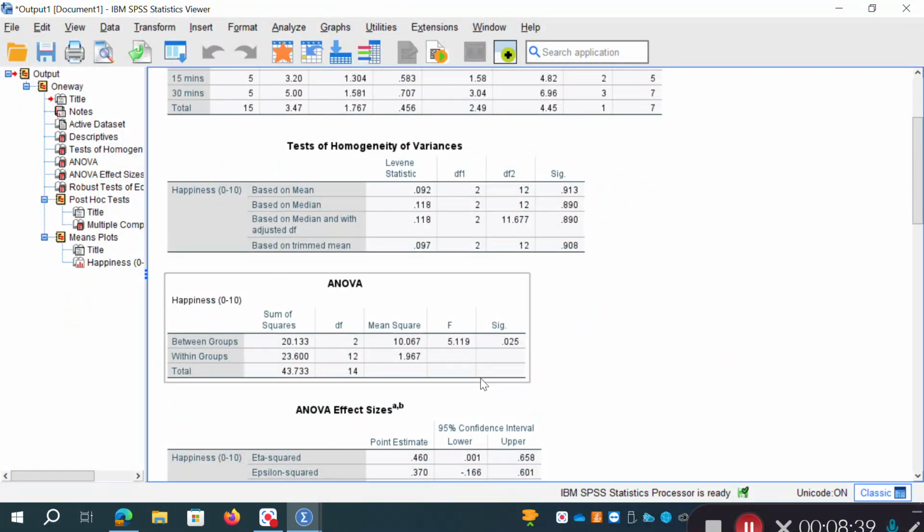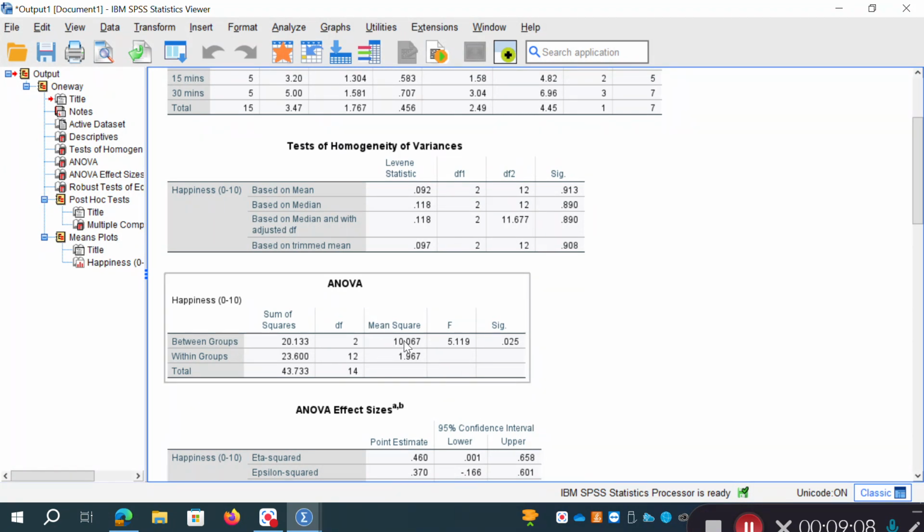And to do that, we can just look at this first table here. And you can see here we've got an F ratio of 5.119 and p is equal to 0.025. So we've got a statistically significant ANOVA model. And if you remember from the lectures, this ANOVA F ratio is a ratio of the between groups variability divided by the error or within groups variability.